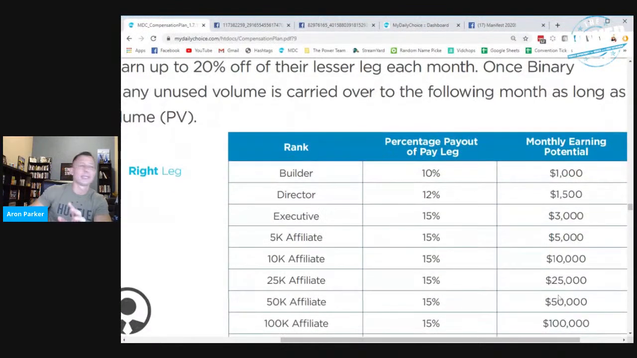And I want to clarify something because I get this question. See where it says monthly earning potential. This is not what you're making. Listen carefully. This is not what you're making per month as a builder. This is not what you're making per month as an executive. This is basically a cap. They put a cap, a limit on how much you can make with the binary at each rank.